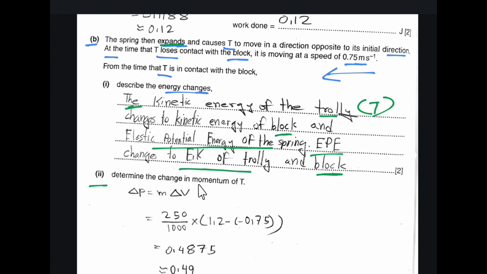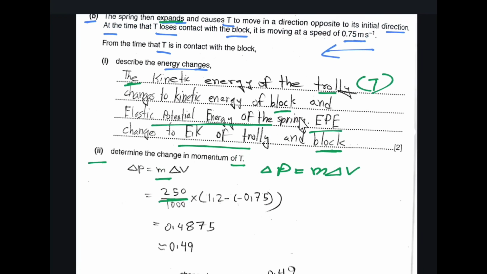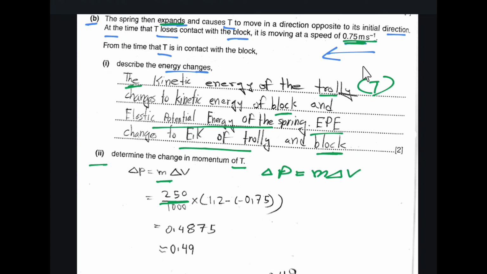Then determine the change in momentum of T. So we know that change in momentum is equal to mass into change in velocity. We know the value of mass, but we need to divide this by 1000. Then the change in velocity: the initial velocity is 1.2 meter per second, and the final velocity is 0.75, but since the final velocity is in the opposite direction, the change in velocity would be final velocity 0.75 minus initial velocity, and since the initial velocity is in the opposite direction, overall it would be just a plus.